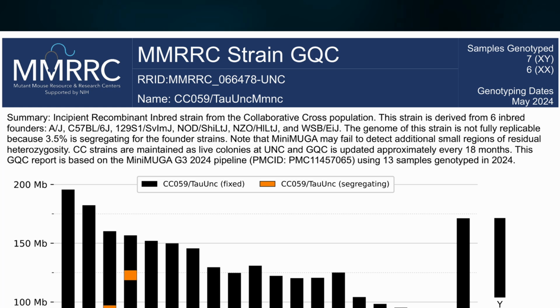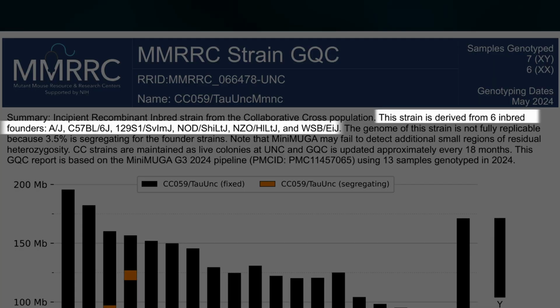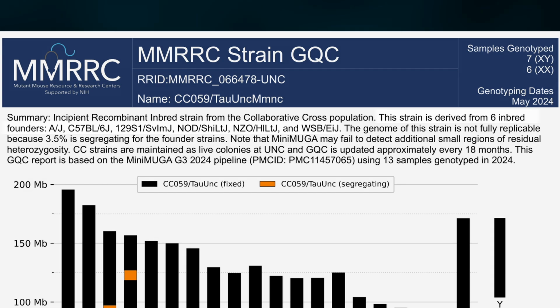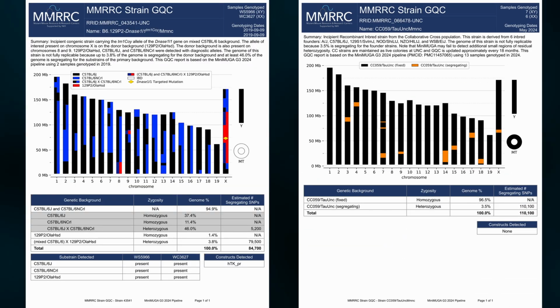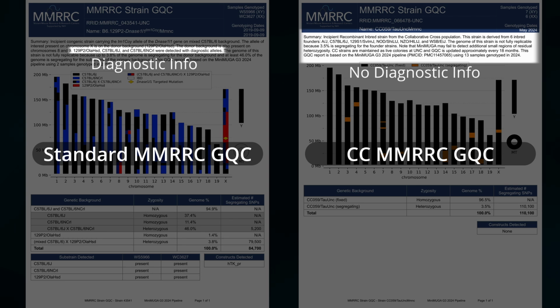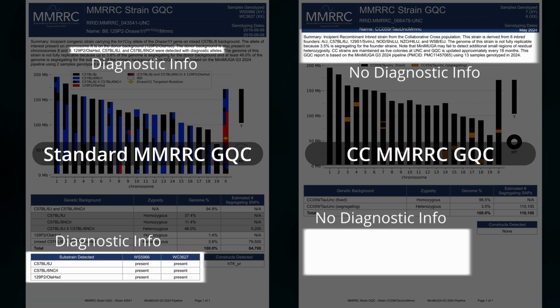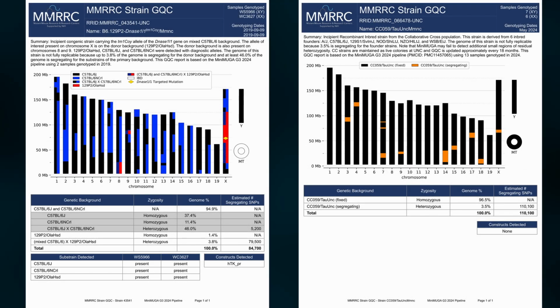The CC GQC report has additional unique aspects, including the identity of the founder strains present in a given CC strain. Finally, unlike other MMRRC strain GQC reports, no mention of diagnostic SNPs is included in either summary, nor in the dedicated diagnostics section at the bottom of the report. This is because 3 of the CC founder strains are wild-derived in origin, and diagnostic SNPs can only be reliably scored in the context of classical inbred backgrounds.